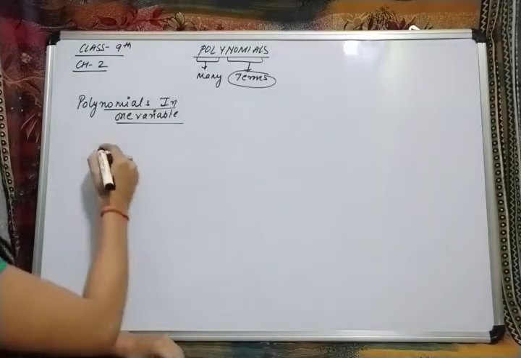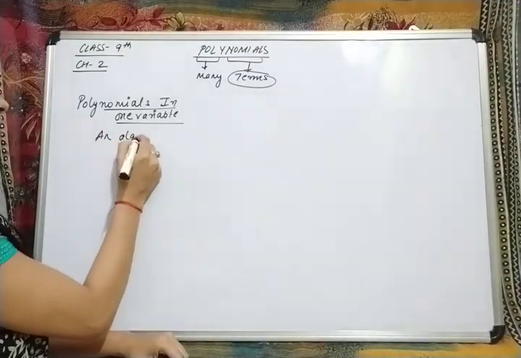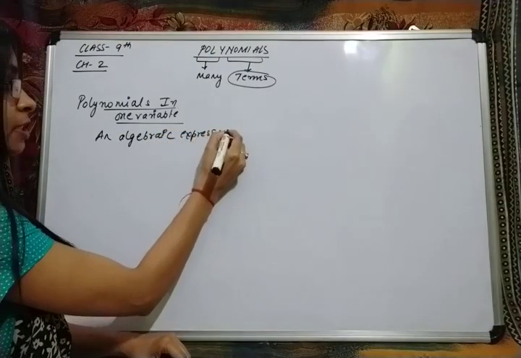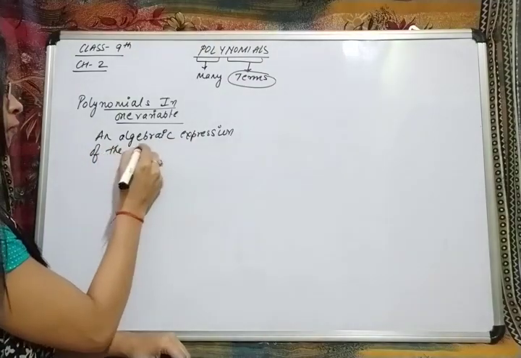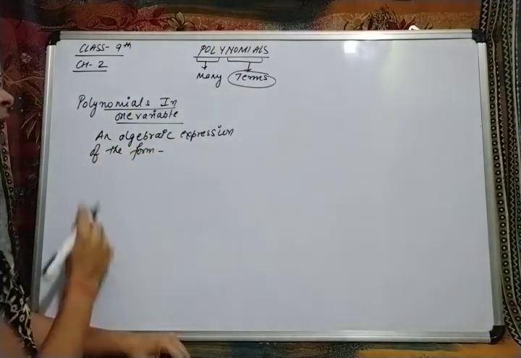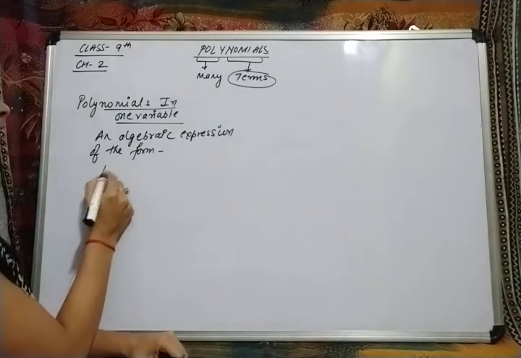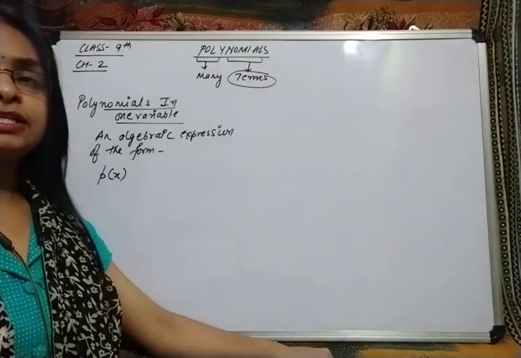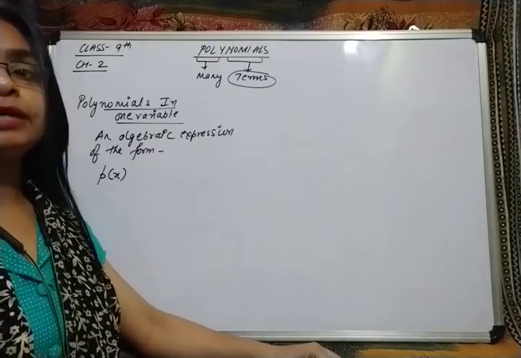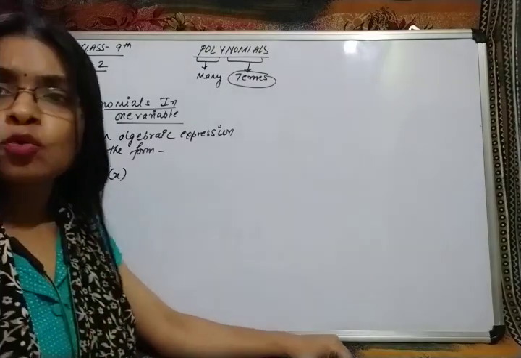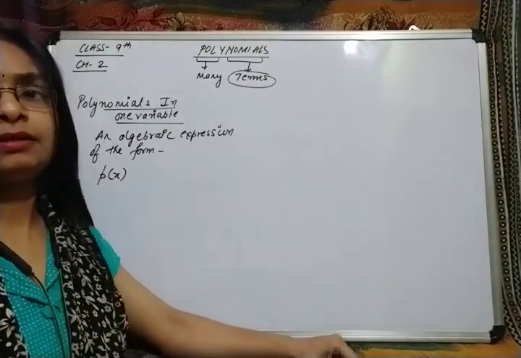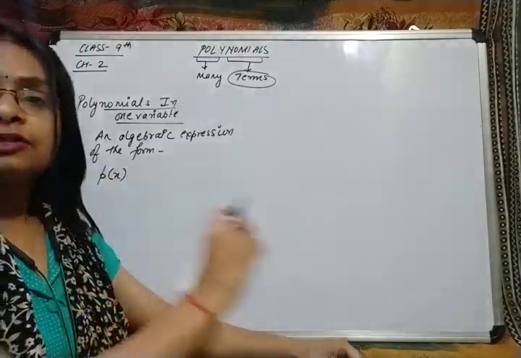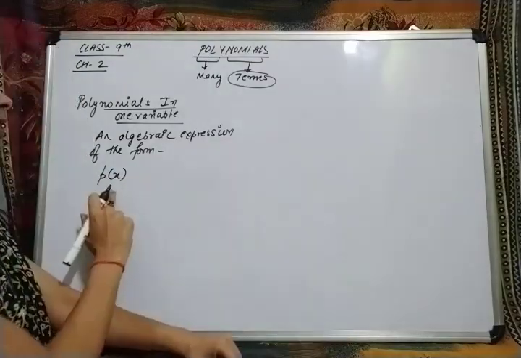So a polynomial in one variable is an algebraic expression of the form, and we denote the polynomial by p of x, where x represents that the polynomial is in variable x. If it is y, we'll write p of y, a polynomial in variable y. Instead of p, we can use q also, we can use r also, any other alphabet. But here this x or y means the variable of the algebraic expression. So I am writing an expression in x.